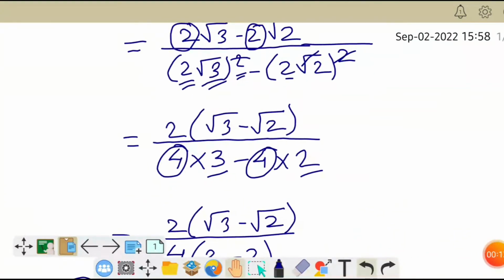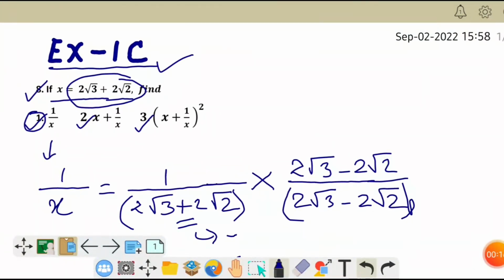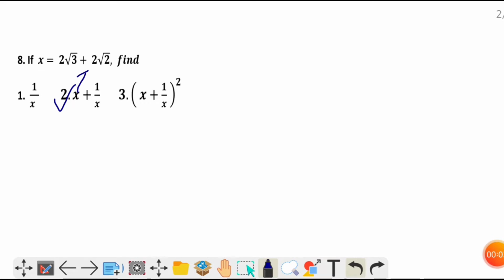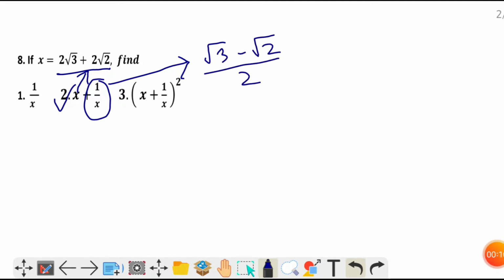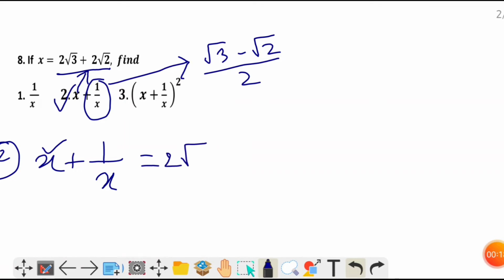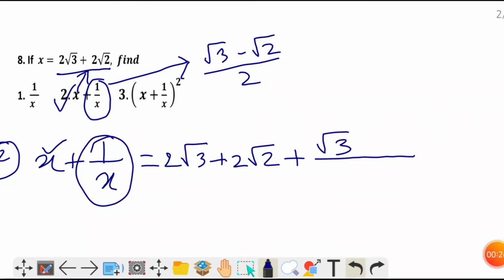Now we have to find the value of x plus 1 by x. Since the value of 1 by x we have already found in question number 1, we'll use this value in both the questions. So the value of x is given, and 1 by x we have just found, that is root 3 minus root 2 by 2. So putting this value, we'll solve question number 2, x plus 1 by x. So put the value of x, that is 2 root 3 plus 2 root 2, plus the value of 1 by x, root 3 minus root 2 by 2.